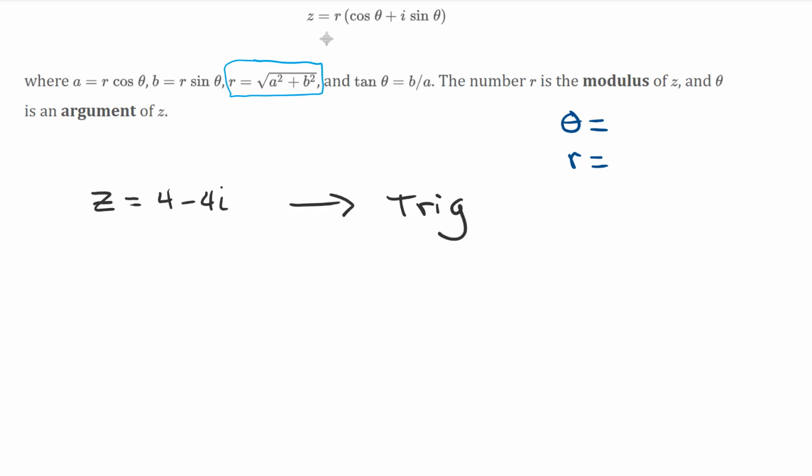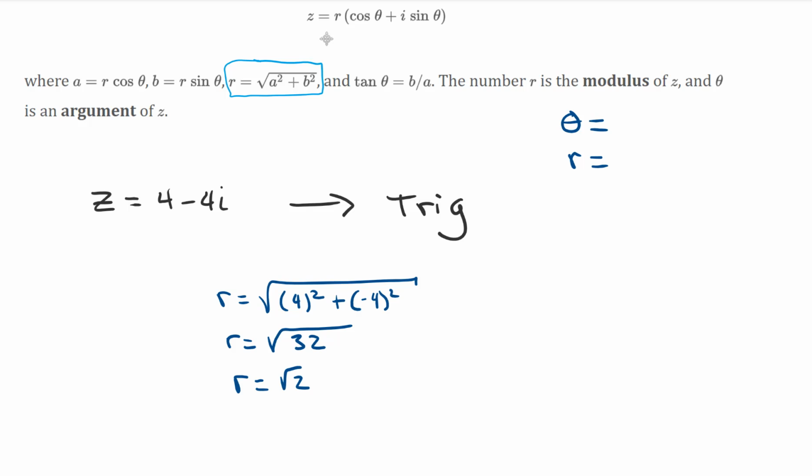So r is going to equal the square root of our components squared. So positive 4 squared plus negative 4 squared. r is equal to, what's that? 32, or two of those 16s. So r is equal to the square root of 2 times the square root of 16. So r is equal to 4 times root 2. Okay. That's not stuff you're used to. But now we have to go get that angle.